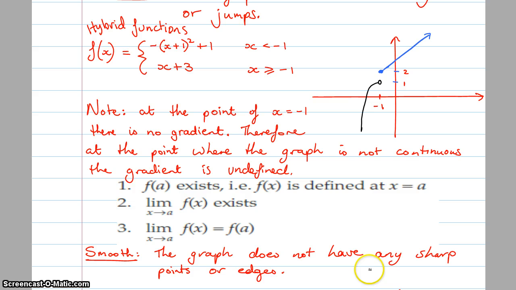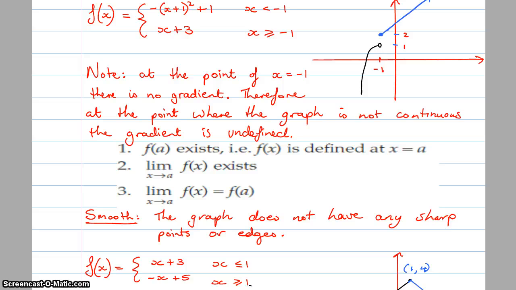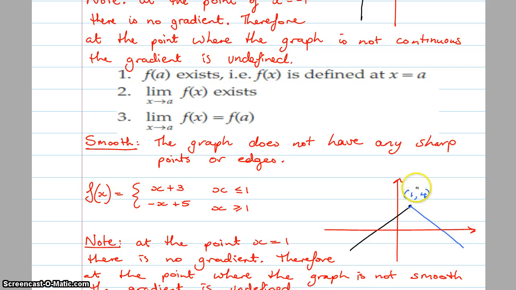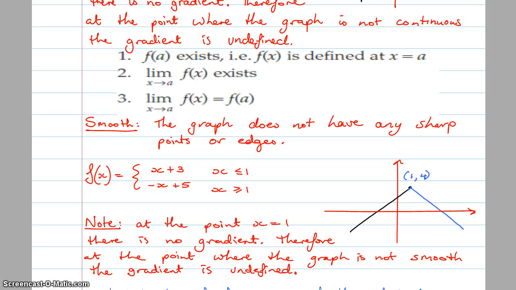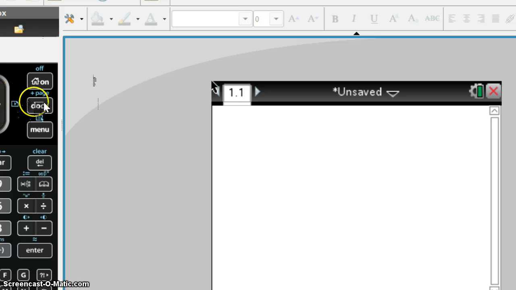Smooth means that the graph does not have any sharp points or edges. For example, I look at this graph here, this hybrid function, just two linear lines. It has a sharp point at the point (1, 4). So at this point, when x equals 1, there is considered no gradient. Therefore, at the point where the graph is not smooth, the gradient is undefined. Now, I just want to show you how to do these kinds of things on your calculator. I want to show you how to find the derivative of these graphs, and also how to put in these graphs as well.